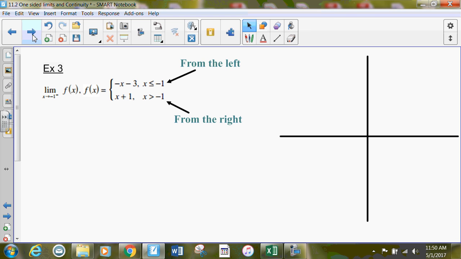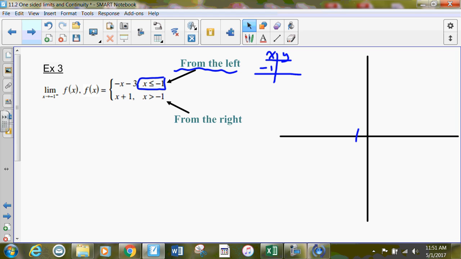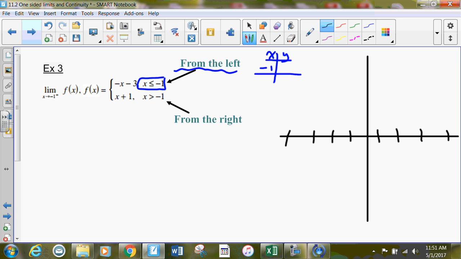Okay, so same thing here. I know that this part is from the left because it says x is less than or equal to -1. So it is linear. That's going to make it easier. We'll start out with a table. We'll plug in -1. Let me put my tick marks on here. Once again, it's just a sketch to help us to see what the limit is.